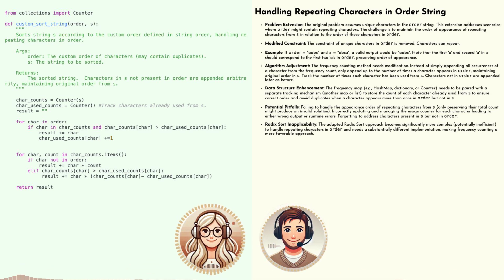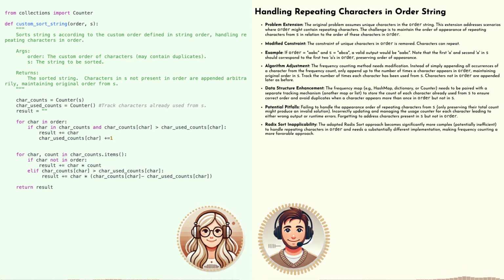So for the frequency counting method, instead of removing a character from the map once we've processed it, we need to think about decrementing its count instead of removing it entirely, because it might appear multiple times in order. Right, so decrementing the count lets us use it as many times as it appears in order, while still keeping the correct sequence. So we tweak the frequency counting to handle the repeating characters.